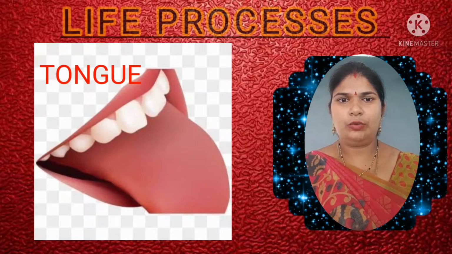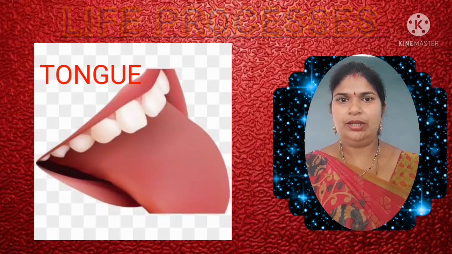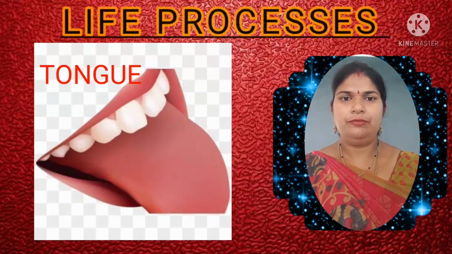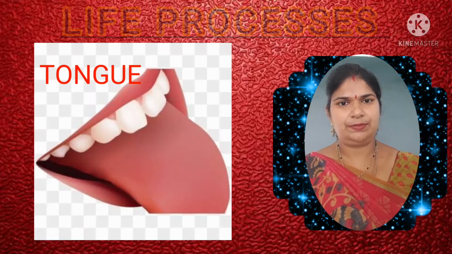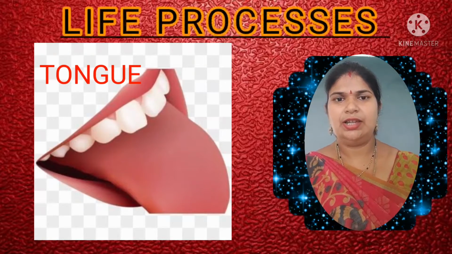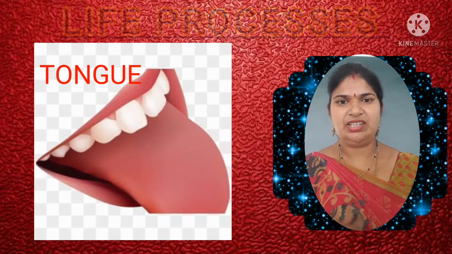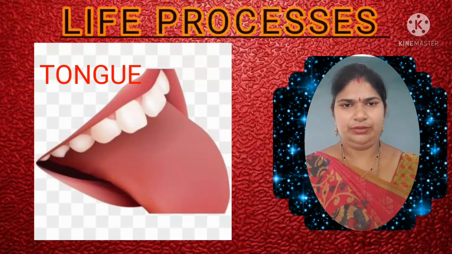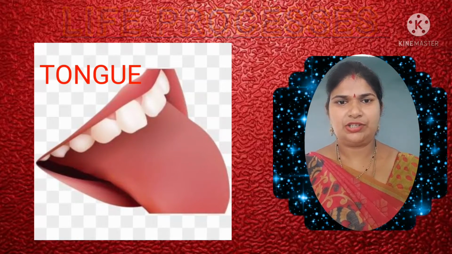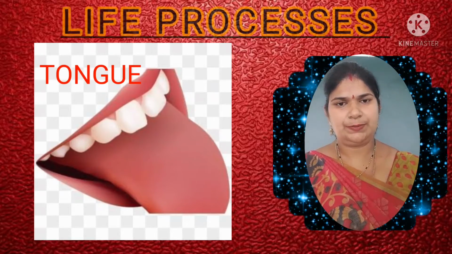Okay? So what will this tongue do? It helps in chewing the food. Saliva is secreted from the salivary glands, and the tongue helps in chewing the food by mixing the saliva with the food. Okay, so this is called what, children? The ingestion process. That is the first nutritional stage of humans.